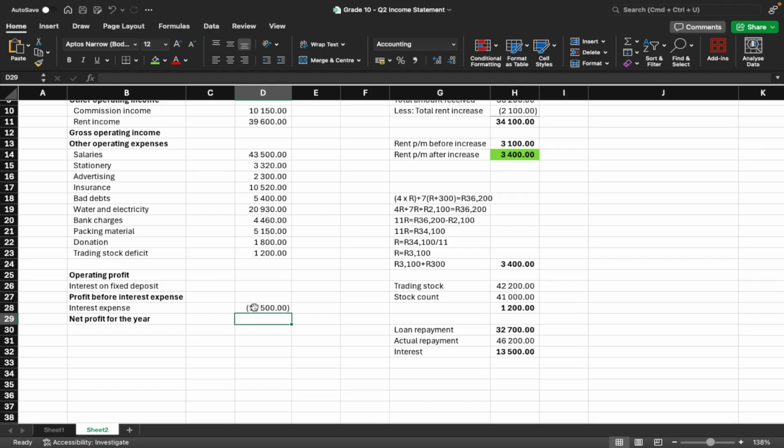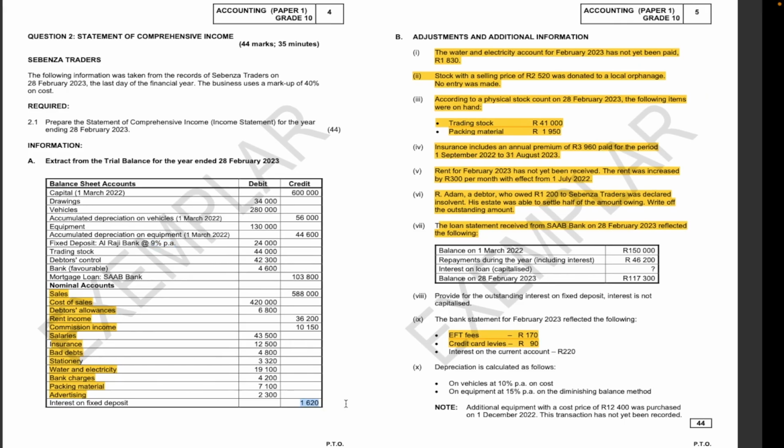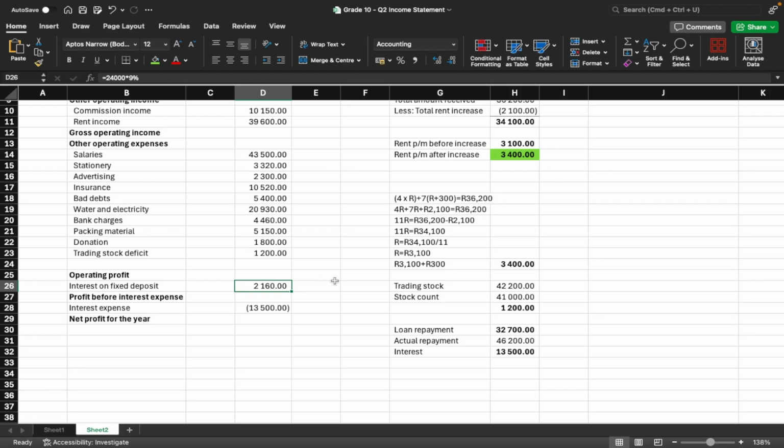Rand times 9% gives me 2,160 rand. It's a positive because it's an income. Okay, 2,160 rand. And you can see here my interest on fixed deposit is only 1,620 rand. It should be 2,160 rand. Okay, I don't have to do anything else here. I just needed to do that for the income statement.